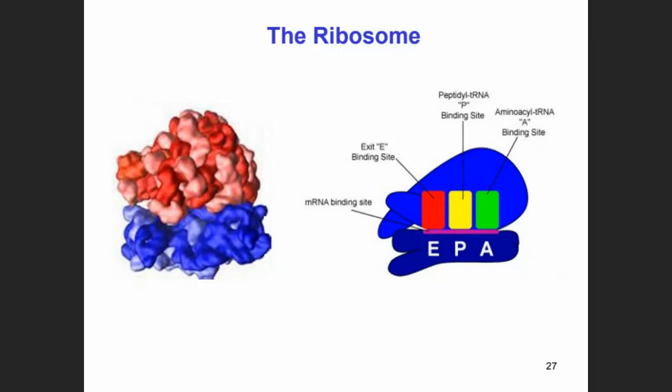All right, the small subunits have what we call a binding site for mRNA, and the large subunits have those three sites. One of them is the aminoacyl transfer RNA site, the A site. This is where the transfer RNA enters. We have the peptide transfer site, the P site, which is a binding site for the peptide. And then we have an exit site, okay?